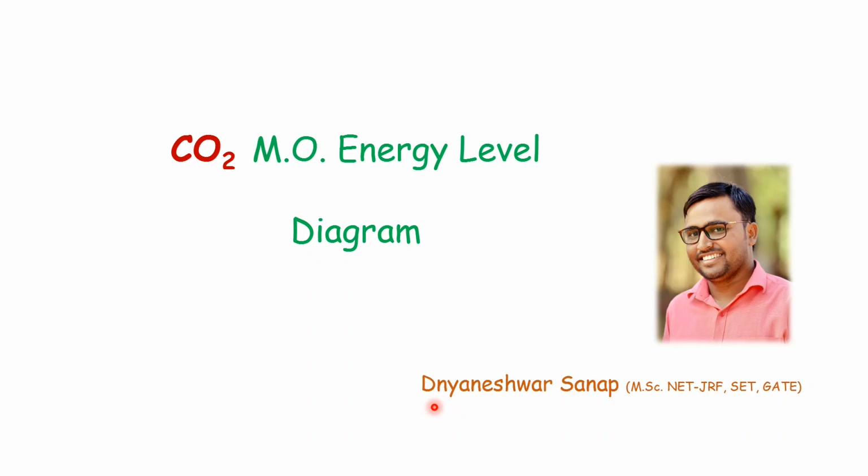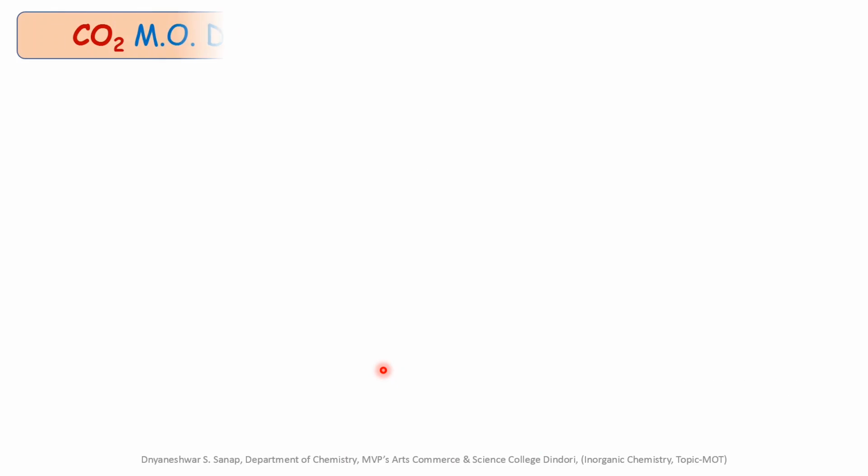In this video lecture, we will discuss the carbon dioxide molecular orbital energy level diagram, that is CO2. Basically, the CO2 molecule is formed by the combination of one carbon atom and two oxygen atoms. That is, this is a triatomic molecule. Before going to the drawing of the molecular orbital energy level diagram, first of all, let us understand how the molecule is formed according to the VBT.